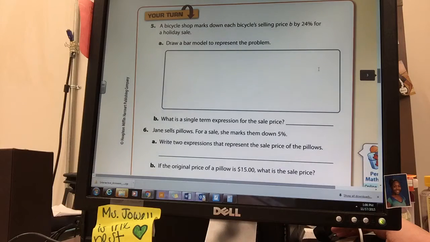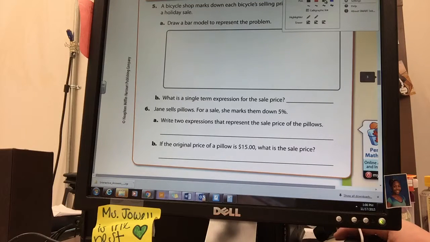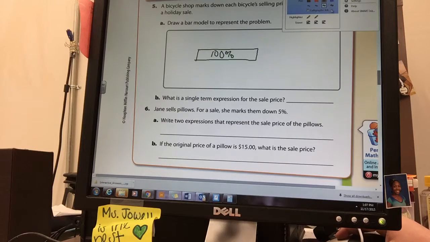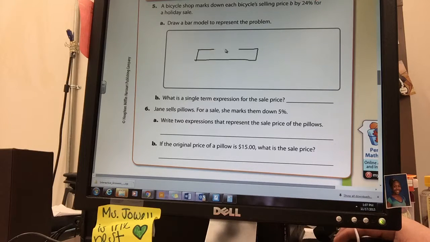So let's do the your turn. A bicycle shop marks down each bicycle selling price B by 24%. Draw the bar. So I have this bicycle and it was 100%. I was going to pay for 100% of it. But then they decided to take off some of it. So that's what we're going to do. So we have 100%.